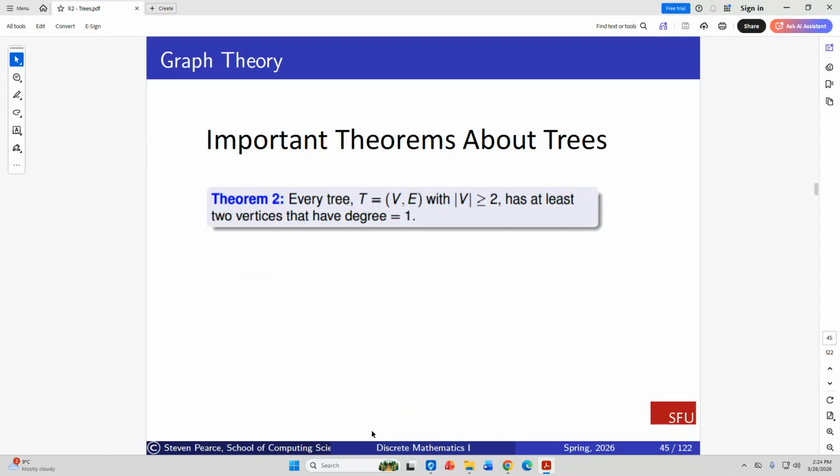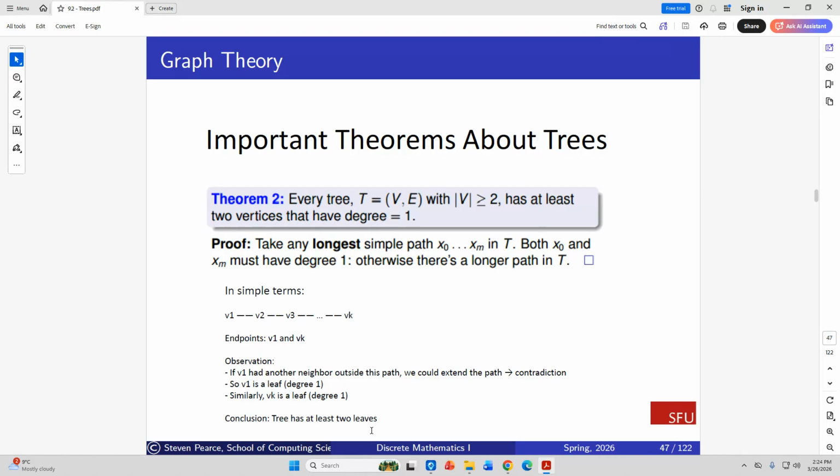Every tree with cardinality of the vertex set greater than or equal to 2 has at least two vertices that have degree 1. What does that mean? They have two vertices that have degree 1, meaning they are leaves. You can't go anywhere else once you've hit that. So let's have a look and see what that means.